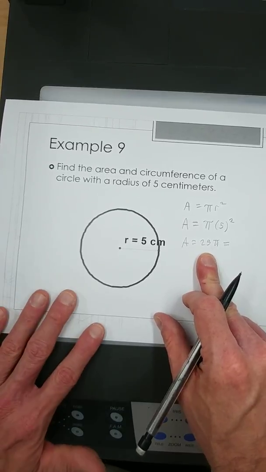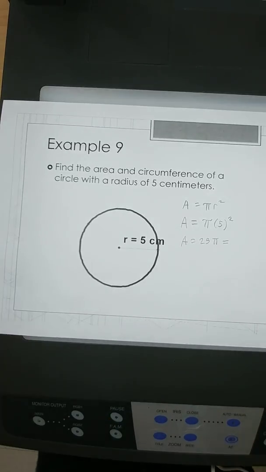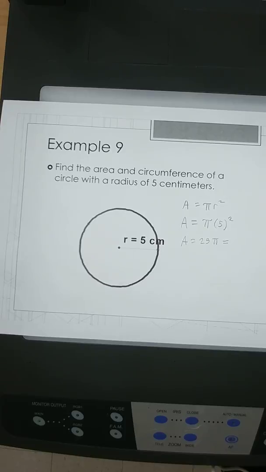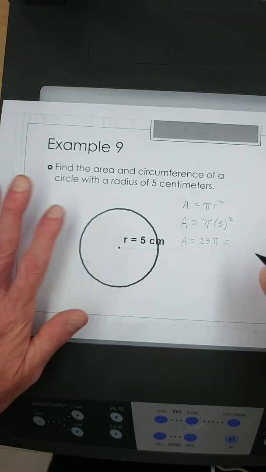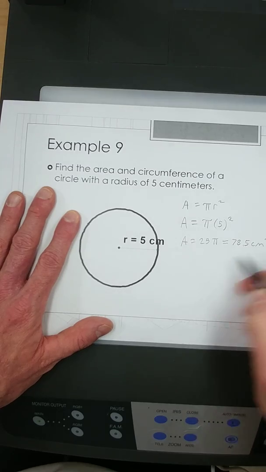If you want to, you can do that. In fact, on some of the WebAssign, they might want the answer with the pi. But then if you multiply by pi, 3.14, let me look that up real quick, it is 78.5 roughly square centimeters. So either answer would be acceptable.